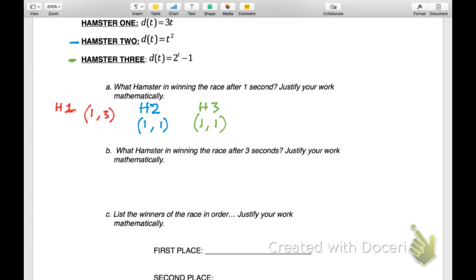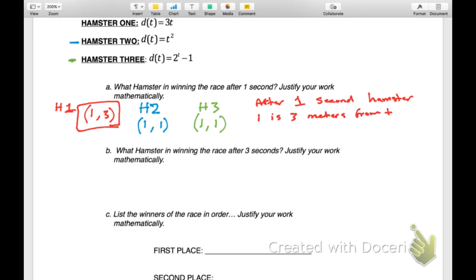So what hamster is winning the race after 1 second? Well, hamster number 1 is 3 meters ahead. The other 2 are still 1 meter, so after 1 second, hamster 1 is 3 meters, let's say, from the starting line. Okay, so the other 2 are 1 meter from the starting line.